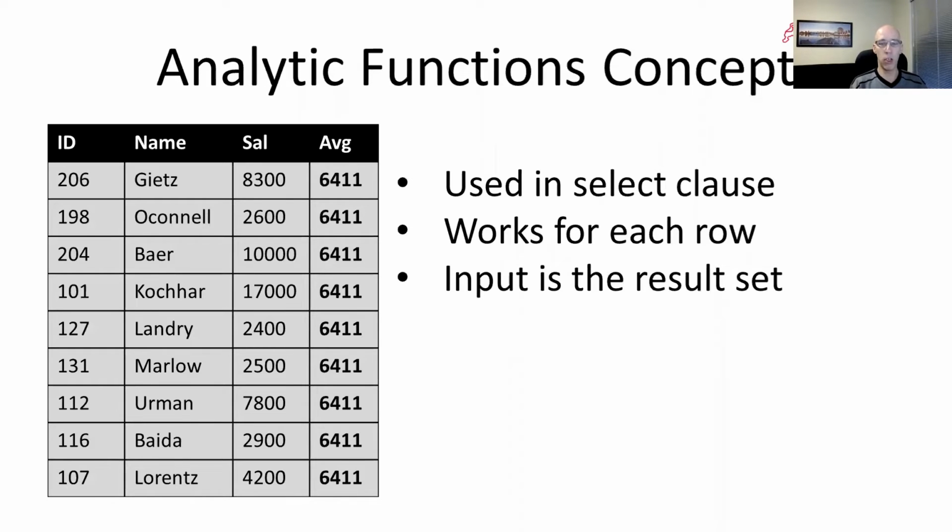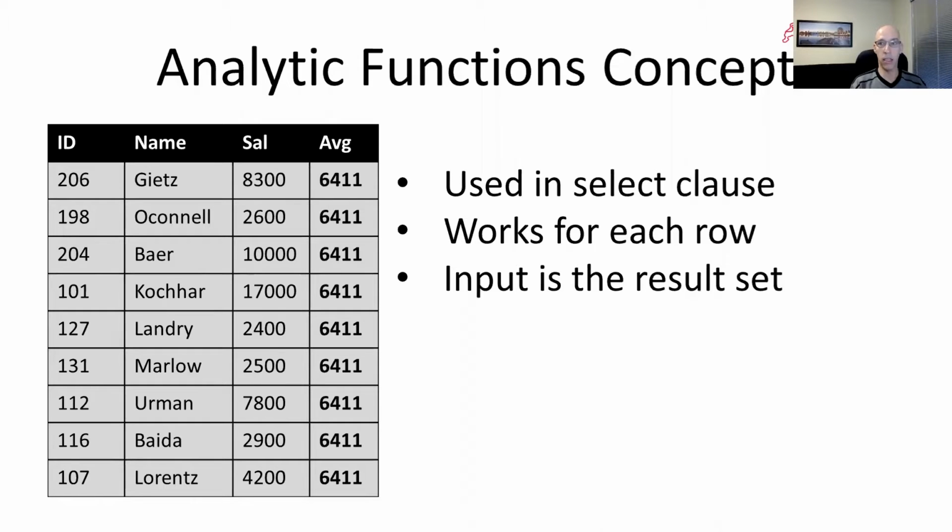So if we look at this example, you can see the table without the average. The right column is the analytic function. Okay, so we have the table with the ID, name, and salary, and then we have the analytic function, and we write the analytic function in the select clause, and it works for each and every row, but the input is the entire result set. So in this case, the average is the average of all of the salaries in the table. Okay, and that's why you see one average, the same number for each row, but it's basically the average of the entire result set.